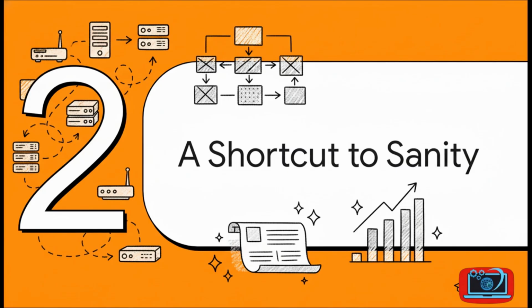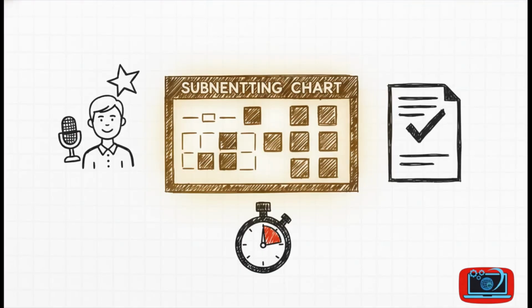So instead of all that nonsense, we're going to take a shortcut. We're going to use a simple little chart, you can call it a cheat sheet, that thousands of people have used to fly through their certification exams and nail their job interviews. It's a total game changer. We're calling it the Subnetting Secret Chart. Seriously, think of this as your secret weapon.